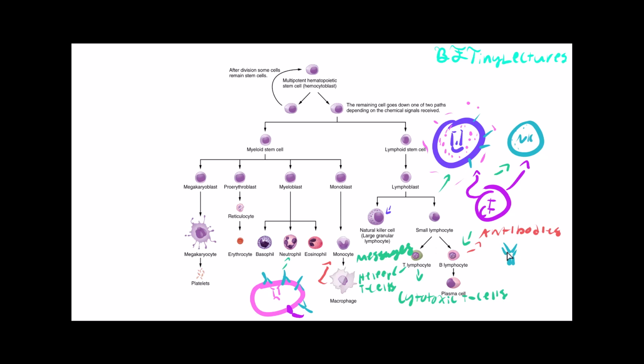So this is actually part of the specific immune response. There's something called the specific immune response. It's also known as the adaptive immune response, and there's something called the non-specific immune response, also known as the innate immune response. We'll talk about that in a few minutes, but right now we're looking at the B cells.